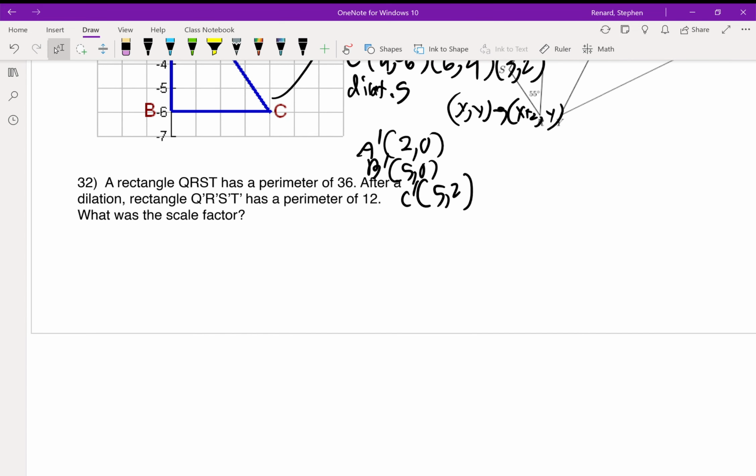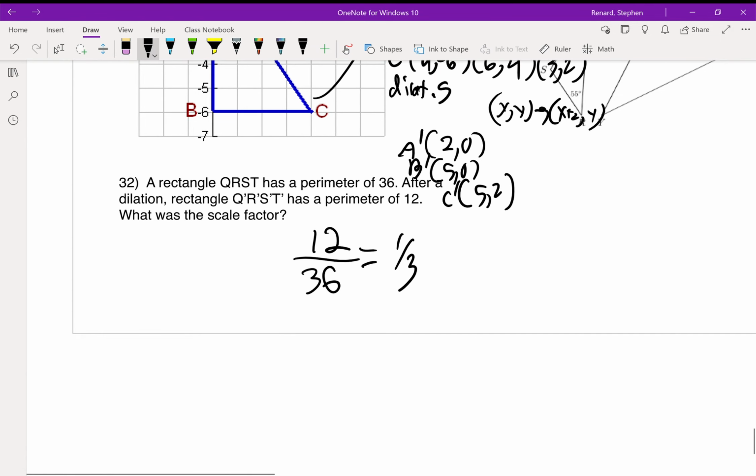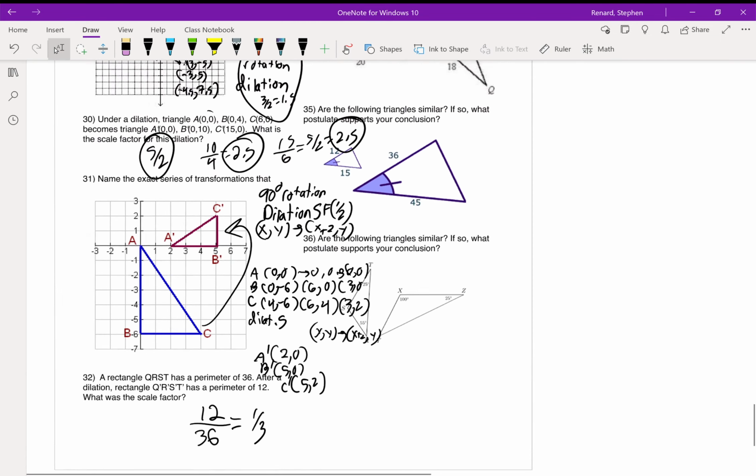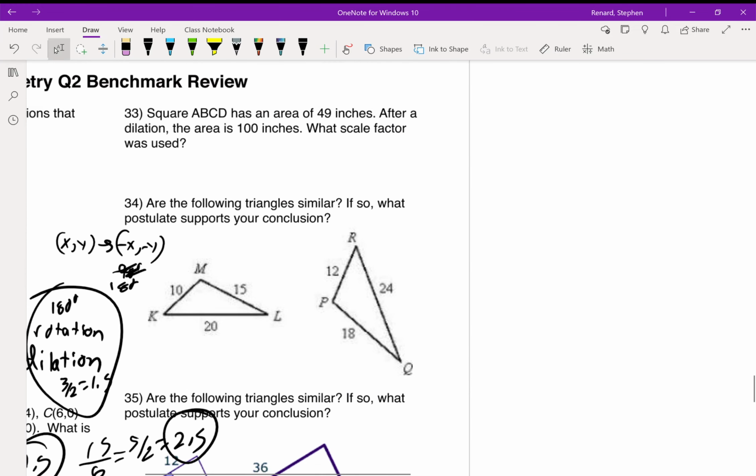A rectangle QRST has a perimeter of 36. After a dilation, rectangle Q prime R prime S prime T prime has a perimeter of 12. What was the scale factor? So we take the prime perimeter, divide it by the original, because it's getting smaller, right? So we need our scale factor to be less than 1. So the scale factor would be 1/3. If you want to leave it at 12 over 36, that's fine, but 1/3 is better. If you want to plug it into a calculator, go 0.33333. That's cool too.